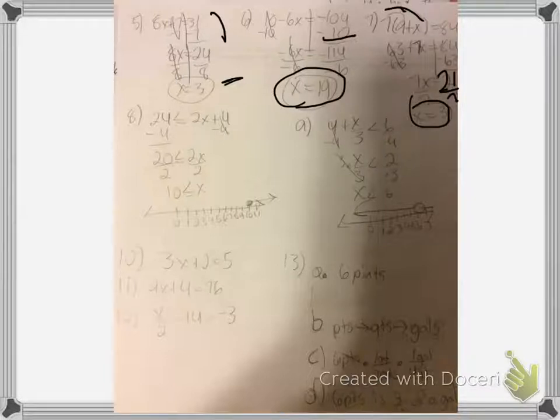Now my next problem, I have to solve and graph it on a number line. Subtract 4. I get 20, divide by 2. I get 10. X is greater than or equal to 10. You can write it like this, if you would like to, and that just means solid on 10 and going to the right.